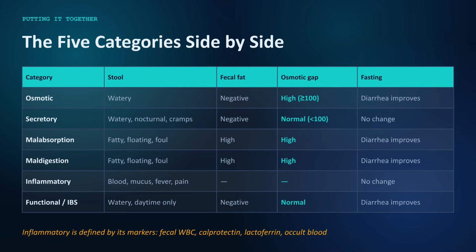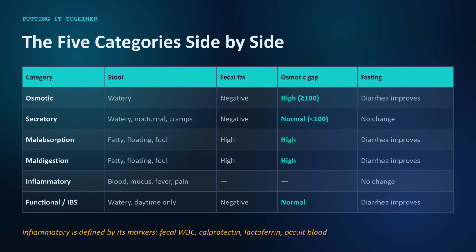Osmotic diarrhea is watery. Fecal fat is negative. The osmotic gap is high, and it improves with fasting. Secretory diarrhea is watery, often nocturnal and crampy. Fecal fat is negative. The gap is normal, and fasting changes nothing. Malabsorption and maldigestion are both fatty. Fecal fat is elevated. The gap is elevated, and both improve with fasting. Inflammatory diarrhea is defined by its markers: positive fecal white blood cells, calprotectin, lactoferrin, and occult blood. Functional diarrhea has a normal gap and improves with fasting.